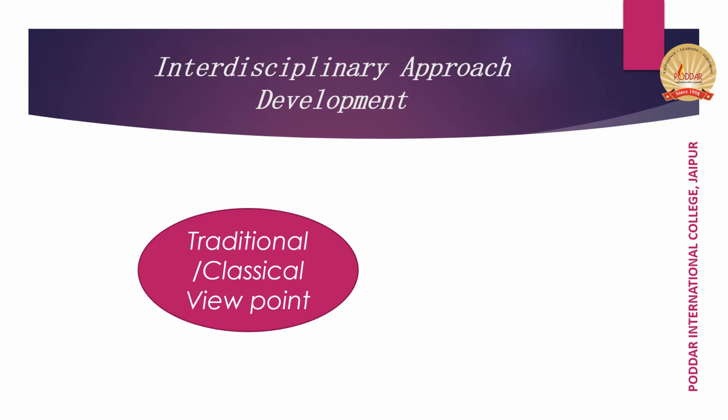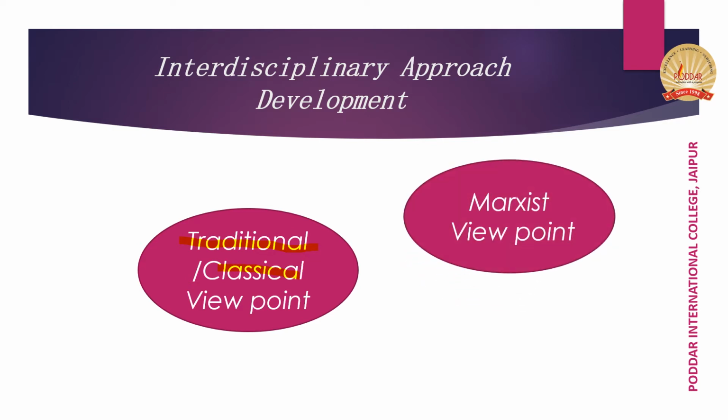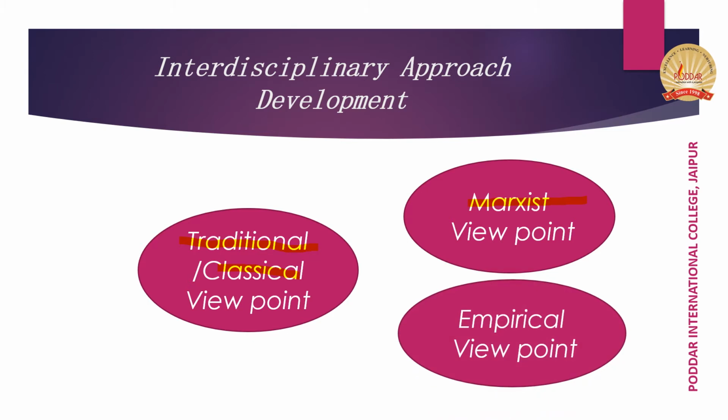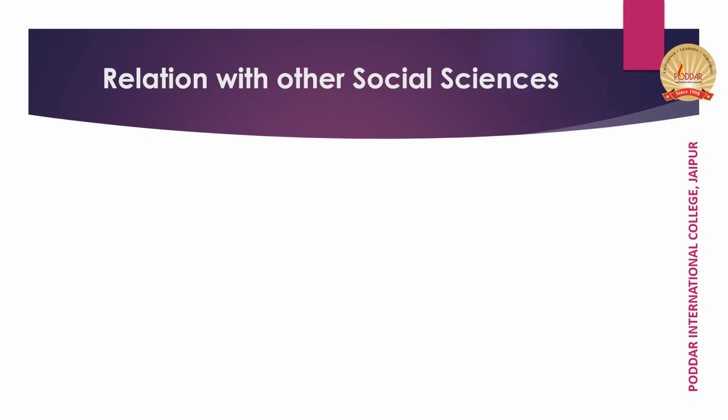According to the development of interdisciplinary approach, we have three points of view. First one is the traditional or classic viewpoint. Second one is the Marxist viewpoint. And the third and the latest one is the empirical viewpoint. Now the second part of our lecture is relation with other social sciences. Here we are going to discuss the relation of political science with other social sciences.